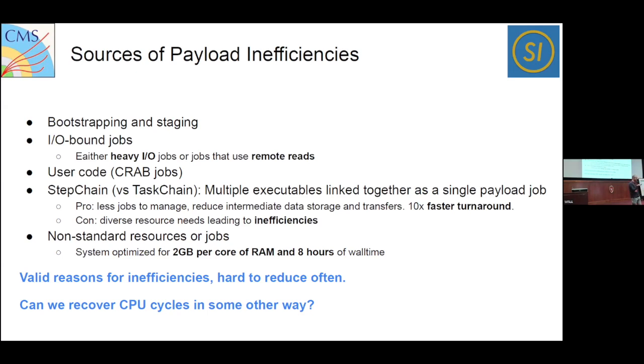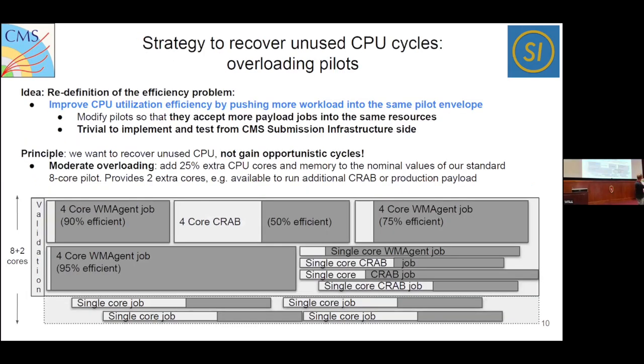So the question is, can we maintain this flexibility? All these sources of inefficiency are hardly reducible. Can we do something else to improve the efficiency of our pilot? This is where the idea of overloading enters. The idea is to still run an 8-core pilot, but allow scheduling 2 extra cores on top of it. This way, when one of the jobs is using a single-core random number generator, you have 2 extra jobs that can use the CPU.